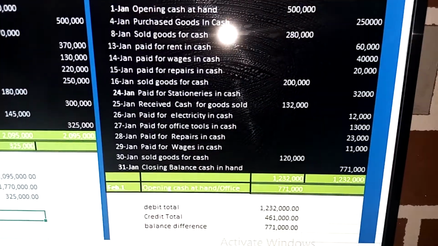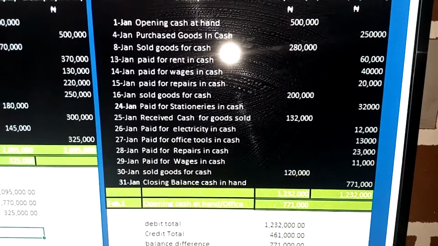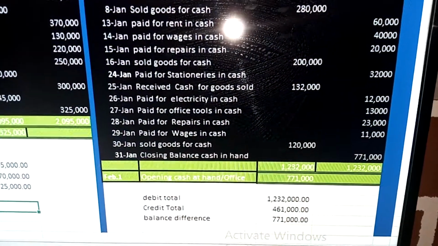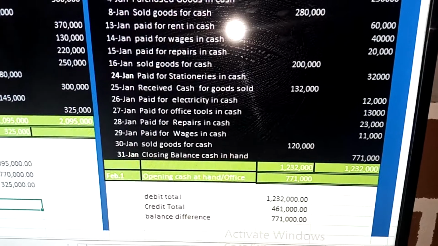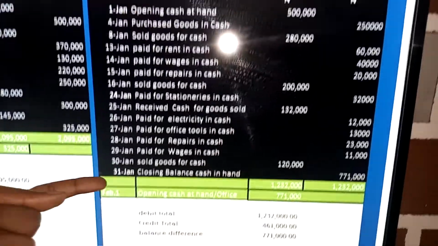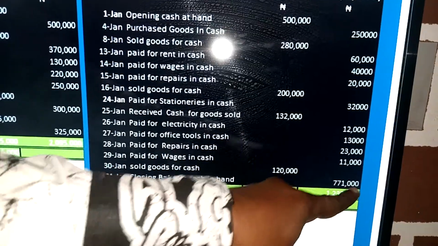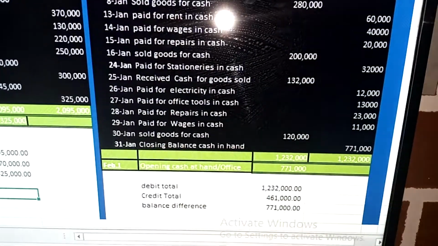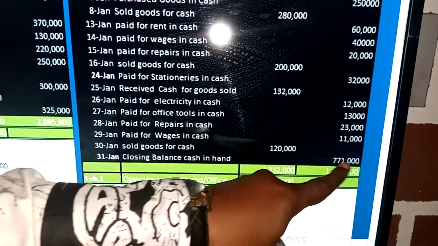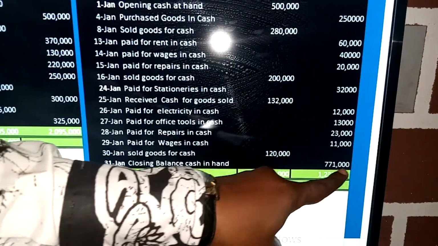771,000. It means that the cash we have at hand, or the cash we have in the office, at the end of the month of January, we received total in cash 1,232,000, and we paid out of that amount a total of 461,000. That means we have 771,000 left in the office. So you have here 31st of January closing balance cash in hand 771,000. What I'm saying is that the receipt for that month exceeded the payment for that month by 771,000. So if we check the office cash by the end of the month, we'll be having 771,000 left.